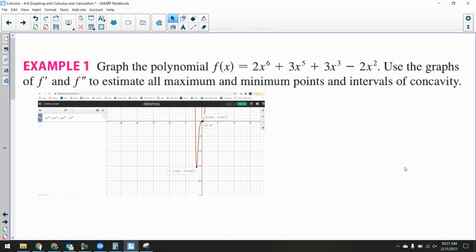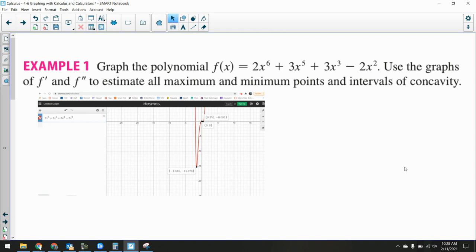So let's now go ahead, and I'm not going to plug in, so I'm going to do this on the whiteboard. Let's find the derivative of 2x to the 6th. So f of x is equal to, ooh, green. Pick up a green marker. 2x to the 6th plus 3x to the 5th plus 3x to the 3rd minus 2x squared. Let's find f prime. Pretty easy to do here. F prime of x is 12x to the 5th plus 15x to the 4th plus 9x squared minus 4x.